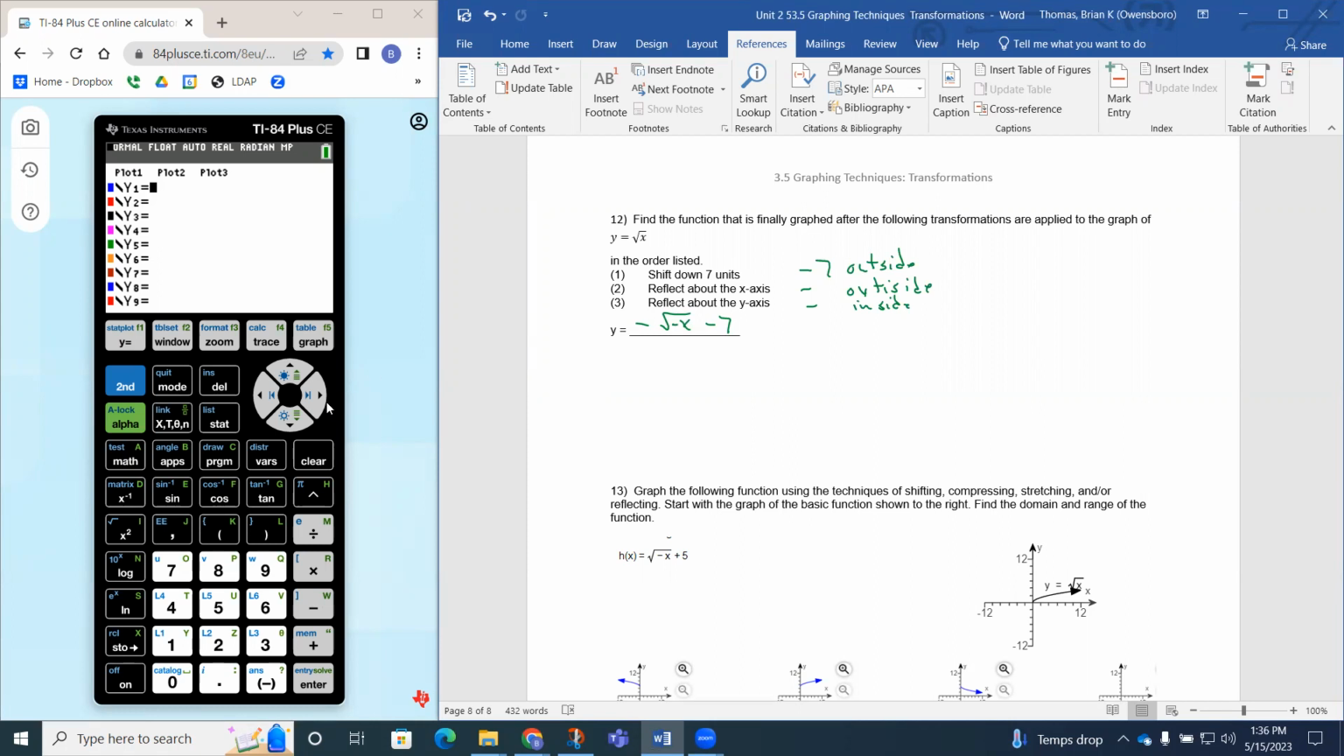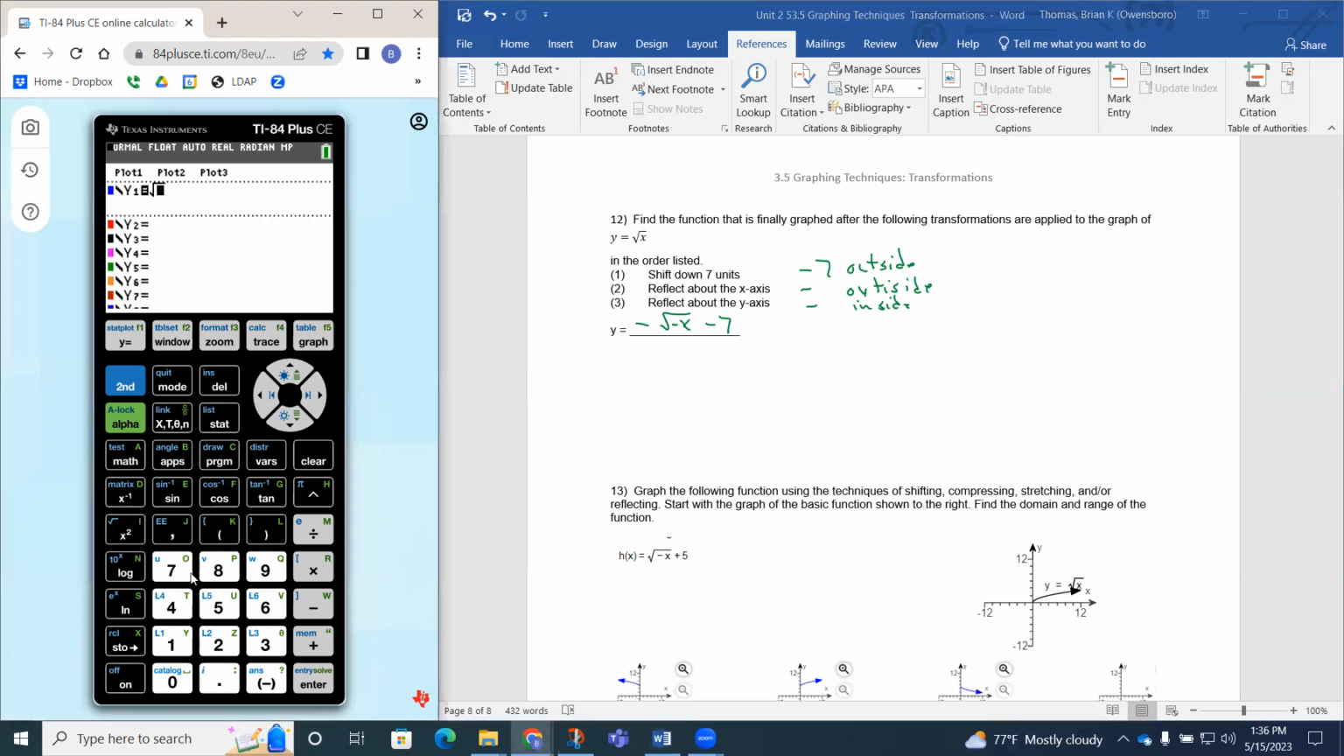So if we look at this problem, the parent function is the square root of x. So if I do square root of x, remember that's going to be the right arm function. If I graph that, then if I put the -7 on the outside, the red graph now makes it move down 7. If I put a negative on the outside, that should make it flip upside down. So let's see what that does for us.